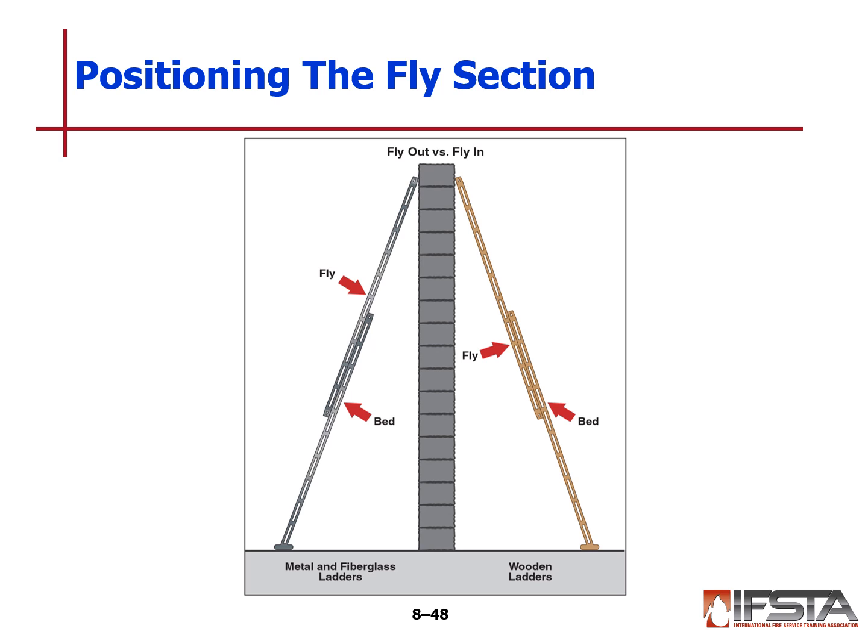So positioning of the fly section, how should we do this? Fly in, fly out. Right here you see this is a metal ladder, and the fly section is out. And this is going to be how metal and fiberglass ladders are raised and put into position. So typically when we place a ladder up against the building and raise it, it is fly in, because that puts the halyard out to where you can use it. So at some point we're going to have to flip this ladder, if you will, and put it fly out.